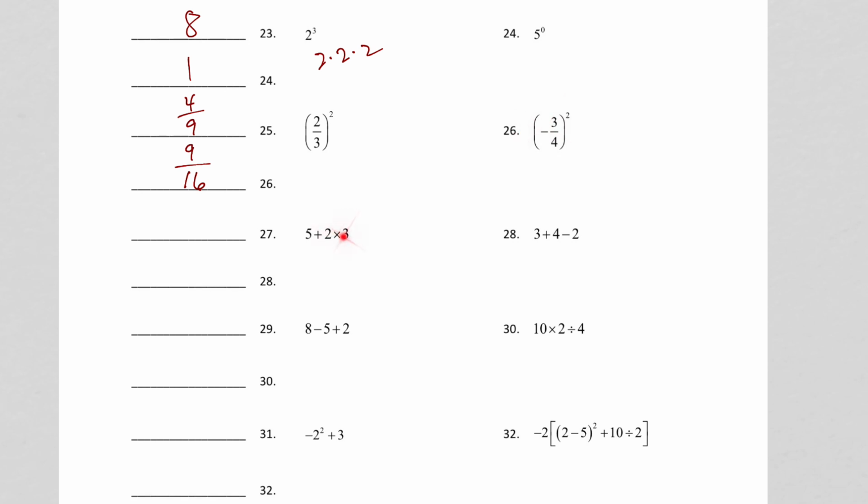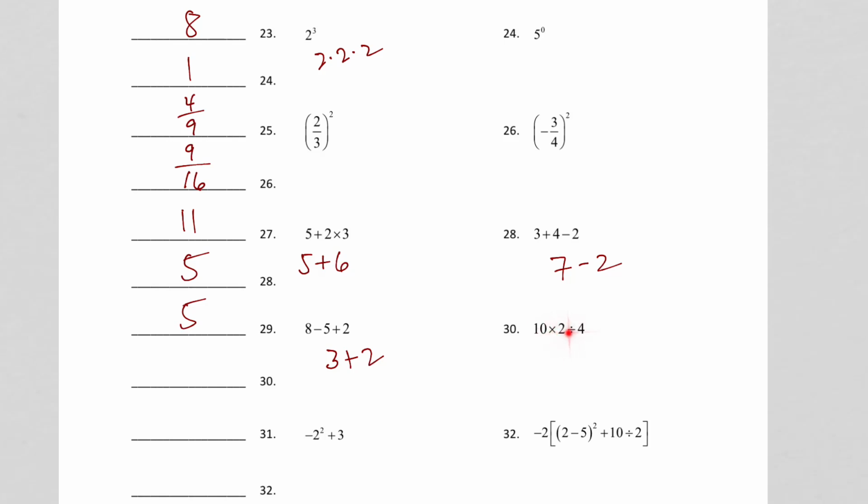By order of operations, we have to do the multiplication before we do addition. So this turns into a 6, and we get 11. I'm going to go left to right. 3 plus 4 is 7, which is 5. Again, I'm going to go left to right. 8 minus 5 is 3, and we get 5.